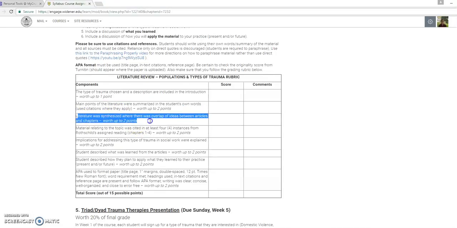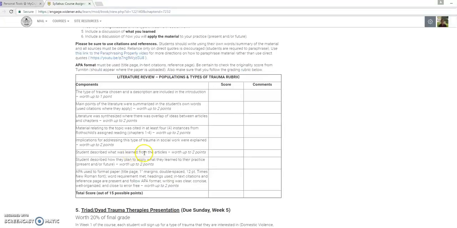Literature was synthesized. There was an overlap of ideas between articles and chapters. So if both your articles are talking about trauma during the war, you can present it in just a sentence or two and say, both articles talk about this. So at least 4 Rothschild citations. Implications for addressing this type of trauma in social work were explained.